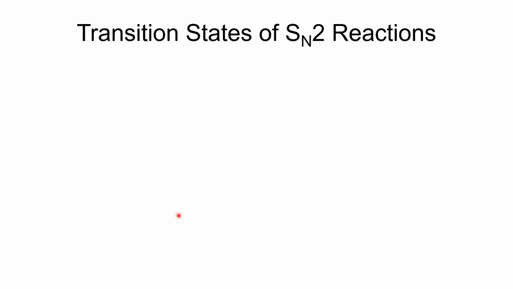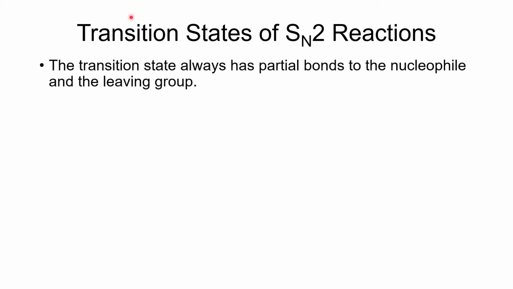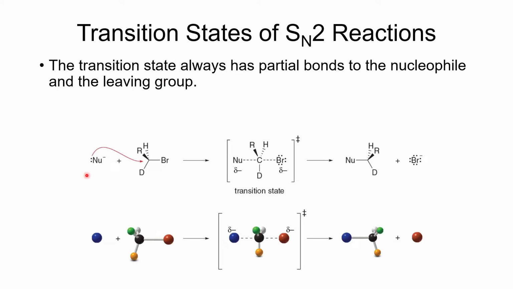So now let's look at the transition state of an SN2 reaction. Now that we know for sure that it is a backside attack, it's concerted, let's look at the transition state. The transition state is always going to have partial bonds to the nucleophile and the leaving group. So here we're forming a bond between the carbon and the nucleophile. We're breaking the bond between the carbon and the bromine. So we'll have partial bonds between carbon and nucleophile, carbon and bromine.